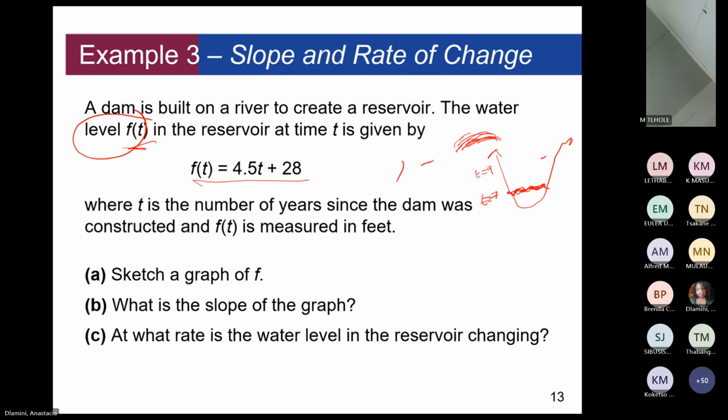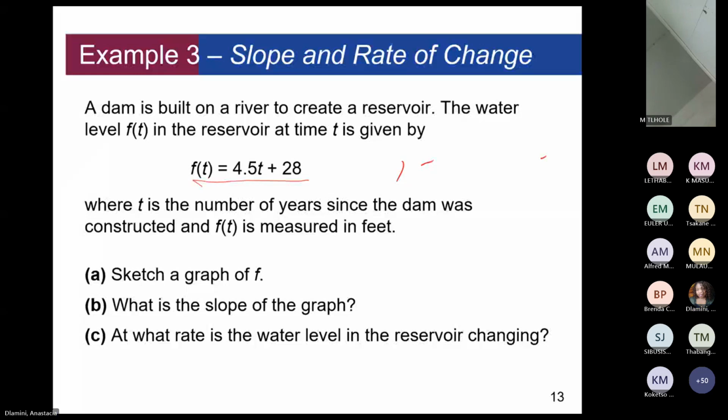Does that make sense? Yes, ma'am. So it's important that when you read, you try to make a scenario: there's a reservoir, water is coming in, and chances are water is coming out. Remember that you can't just reserve water. The reason it's reserved is that at some point it will be drained. So if you're given a statement, it is important that you keep in mind what the situation is at that point. They say t is the number of years since the dam was constructed and f of t is measured in feet. So let's say meters.